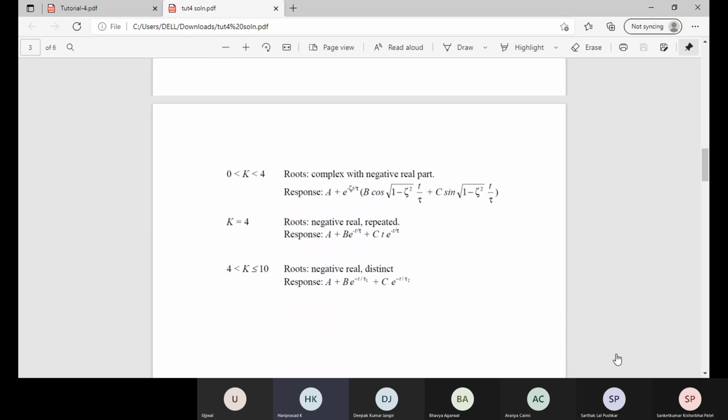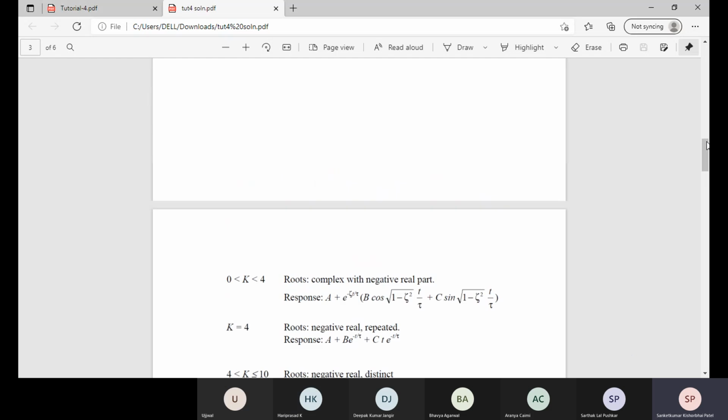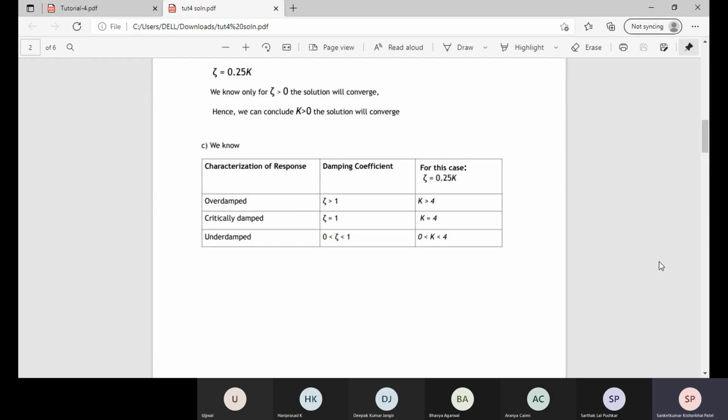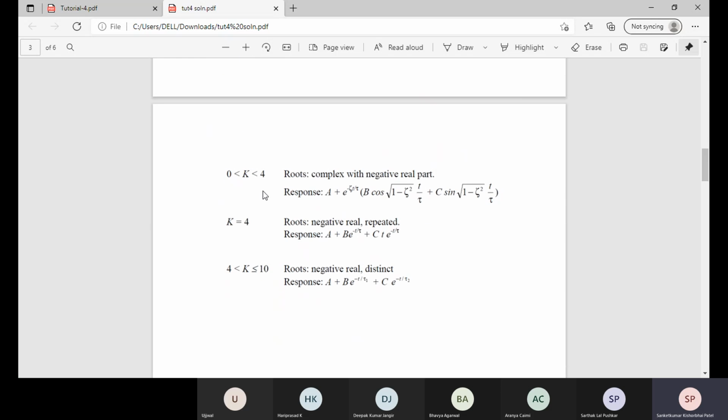Then what are the cases? So zeta less than 1 essentially means that it's a case when... Go ahead. So for k from 0 to 4, it's an underdamped system. Okay.